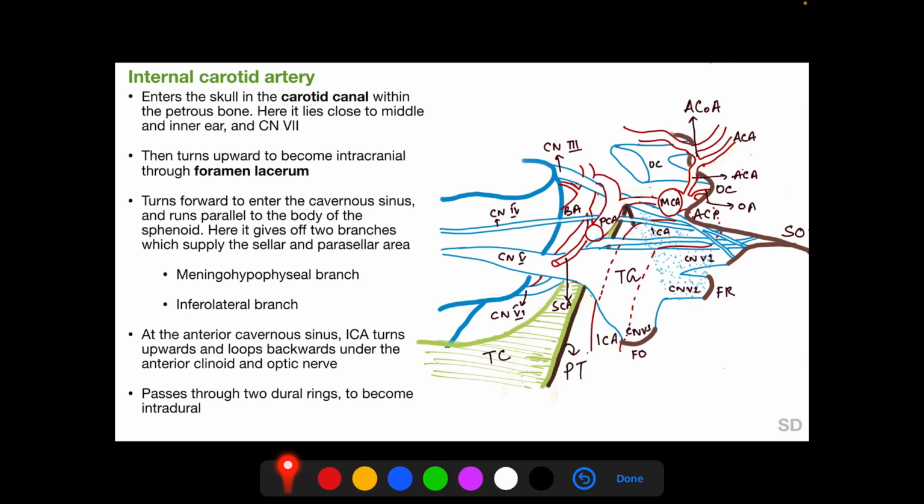Here it gives off two branches which supply the sellar and the parasellar areas. We have the meningohypophyseal branch and the inferolateral branch. Near the anterior cavernous sinus, the internal carotid artery turns upwards and backwards under the anterior clinoid and the optic nerve. Then it passes through two dural rings to become intradural.